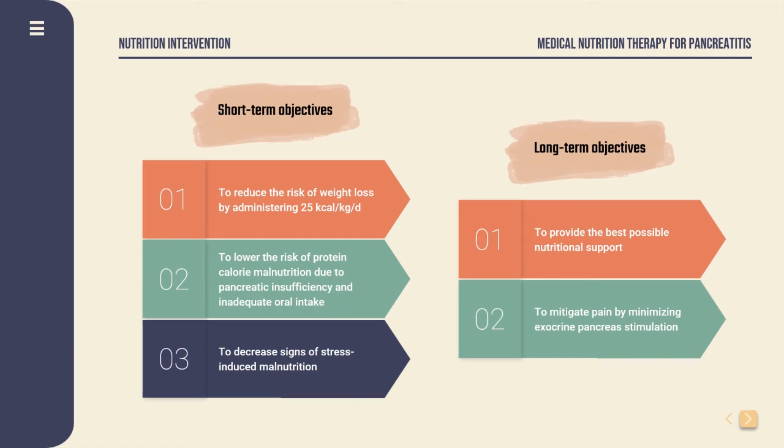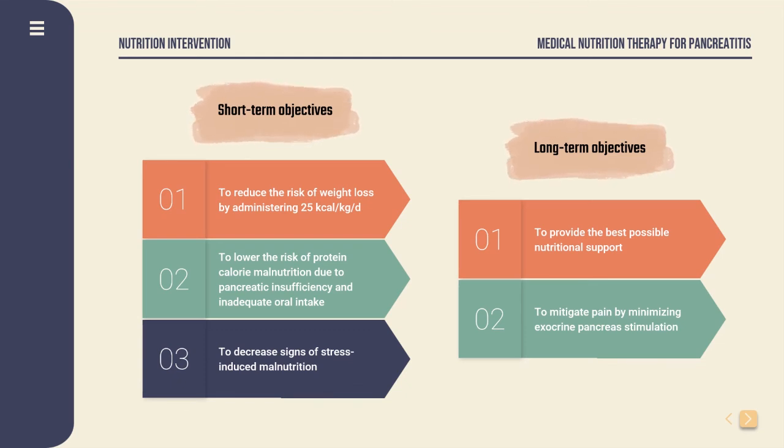The short-term objectives are to reduce the risk of weight loss by administering 25 kcal per kilogram per day due to inadequate calorie intake, to lower the risk of protein-calorie malnutrition due to pancreatic insufficiency and inadequate oral intake by providing 1.2 to 1.5 gram per kilogram per day of protein. And the last one is to decrease signs of stress-induced malnutrition by increasing serum levels of albumin, transferrin, and lymphocytes that reflect the inflammatory response.